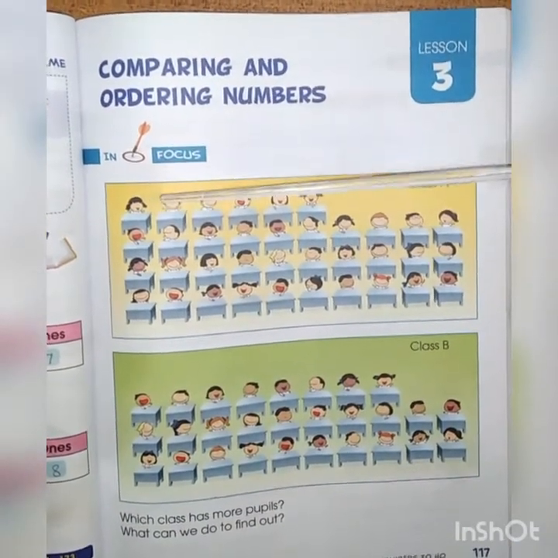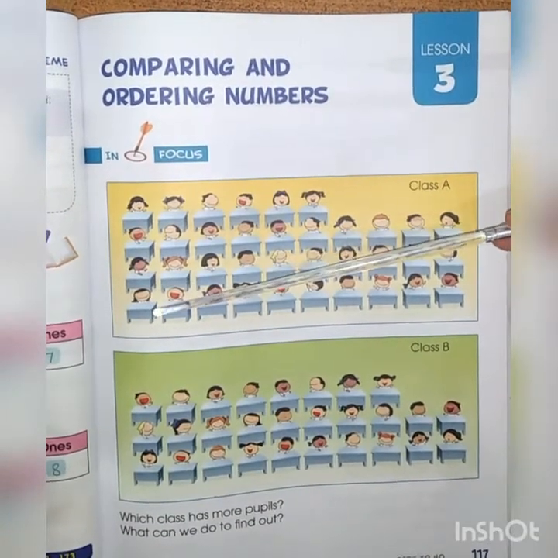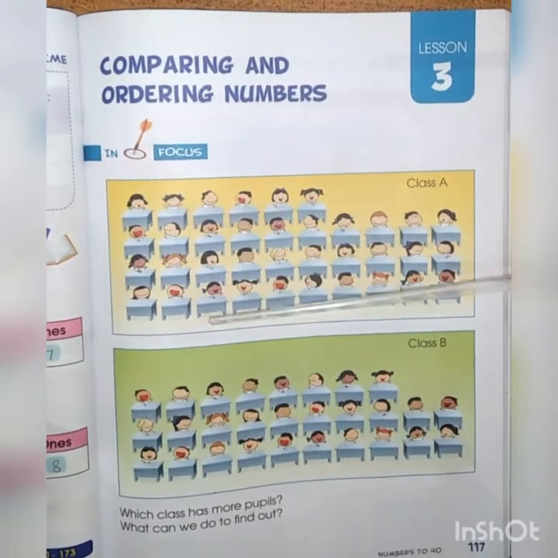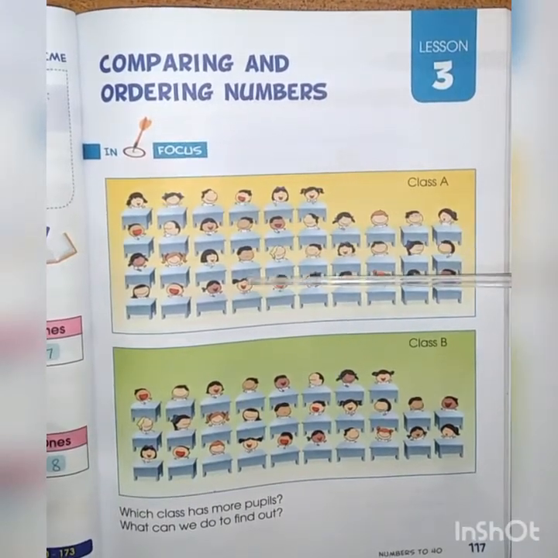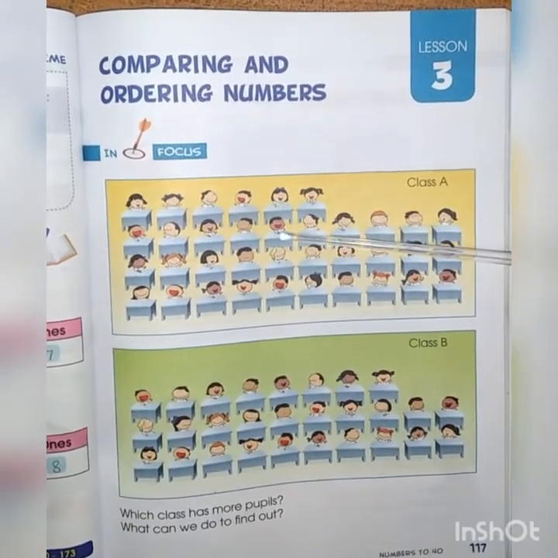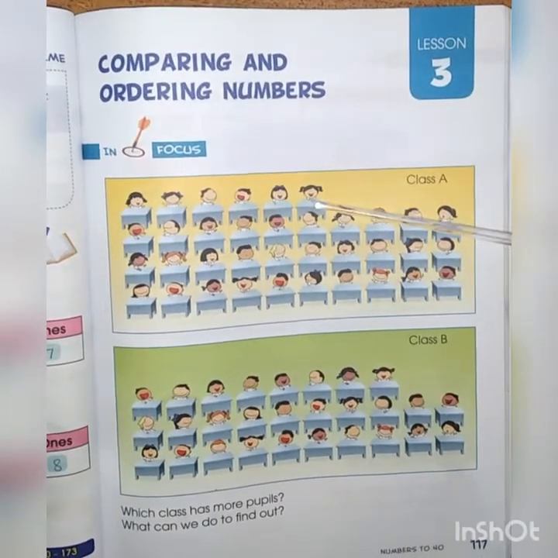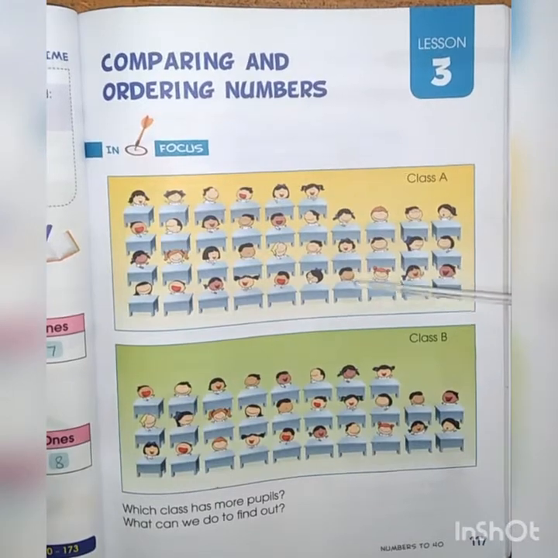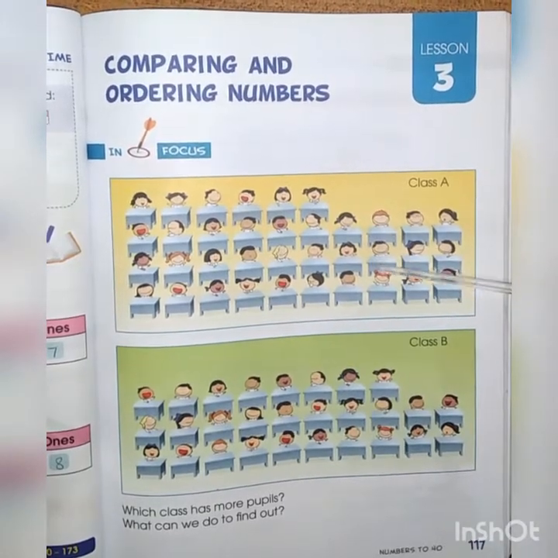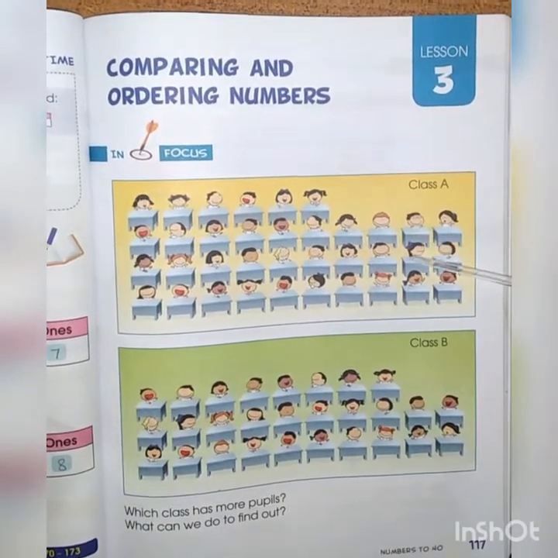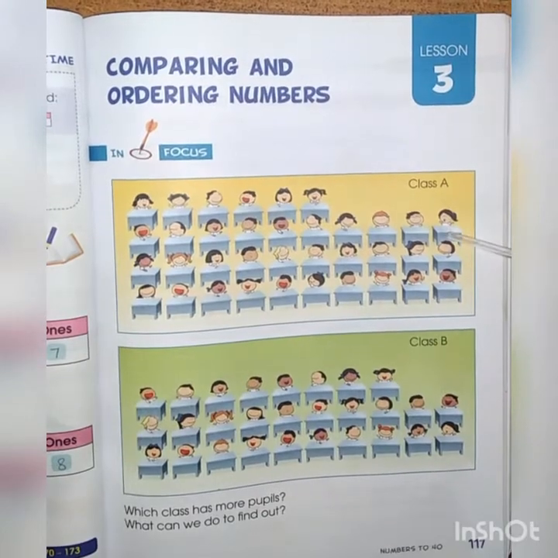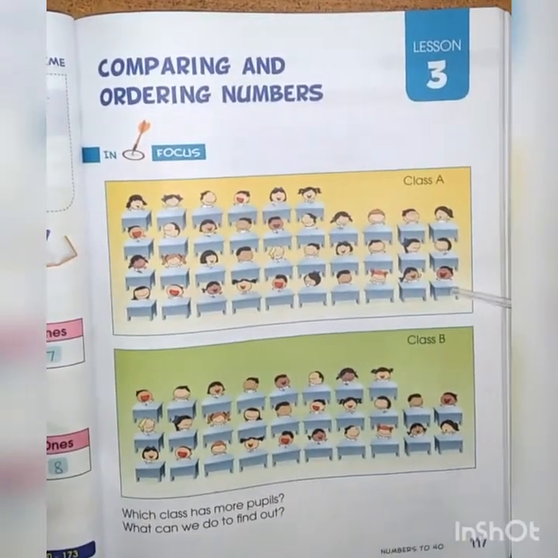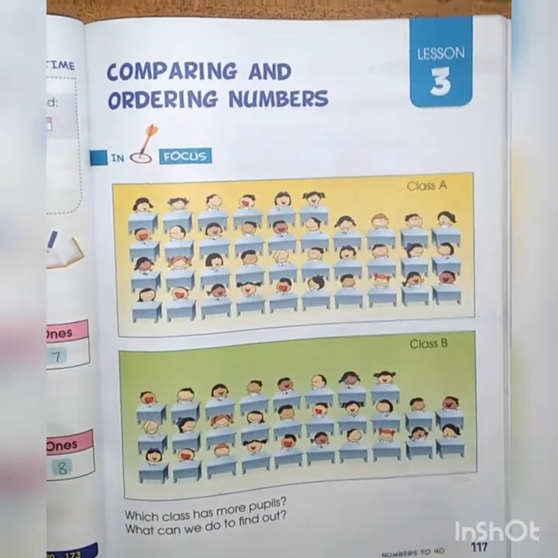So let's start counting: 1, 2, 3, 4, 5, 6, 7, 8, 9, 10, 11, 12, 13, 14, 15, 16, 17, 18, 19, 20, 21, 22, 23, 24, 25, 26, 27, 28, 29, 30, 31, 32, 33, 34, 35, 36. 36 students are present in class A.